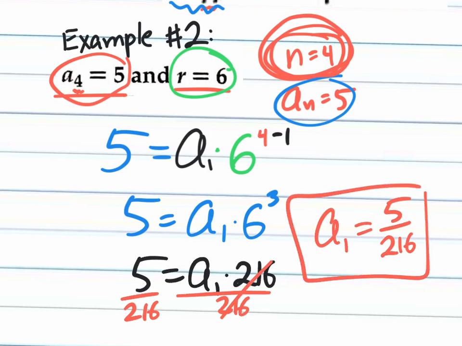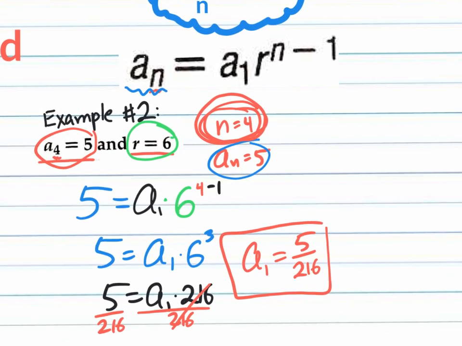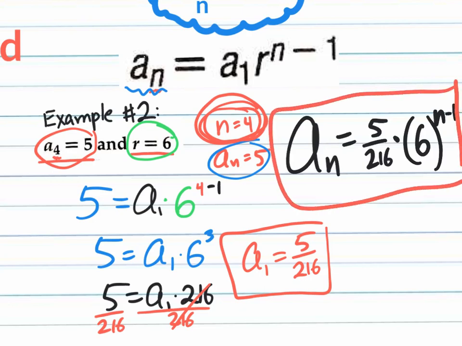Now that we have our a sub 1 value, which goes here, which is going to be 5 over 216, times the common ratio, which they gave us was 6, we'll have our actual function machine. That's what we wanted. We wanted the a sub nth rule. The a sub nth rule for this example number 2 is a sub n equals a sub 1, 5 over 216, times the common ratio, 6. If you want, you could put it in parentheses. And then to the power of n minus 1. Ladies and gentlemen, this is the a sub nth rule that produces the list, if you had a list.